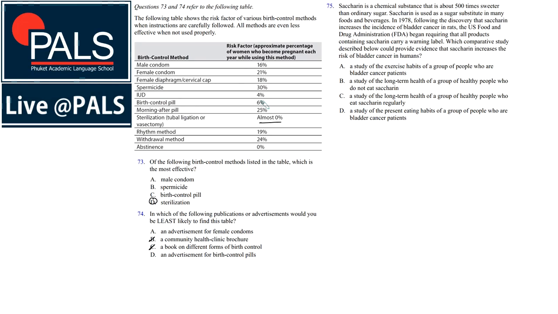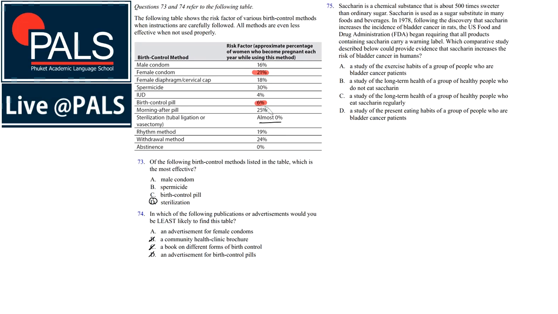Birth control pill has a 6% risk factor, whereas female condoms have a 21% risk factor, so therefore we can exclude D. 6% is one of the lowest in the table, so using that table to advertise birth control pills makes sense. Not only an IUD or sterilization or abstinence is more effective, and from that, the birth control pill is probably the easiest and therefore one of the safest and most common methods.